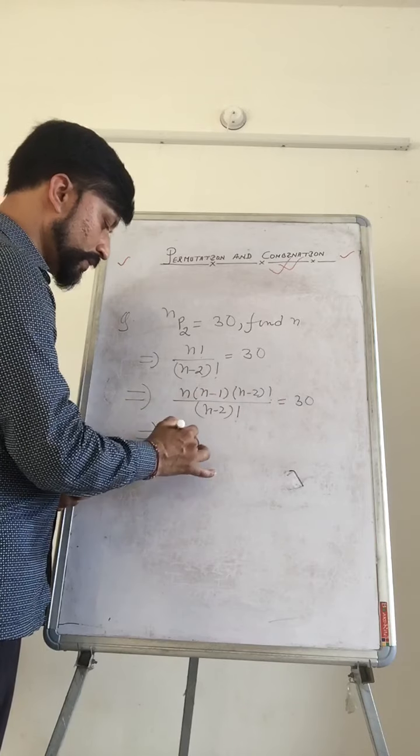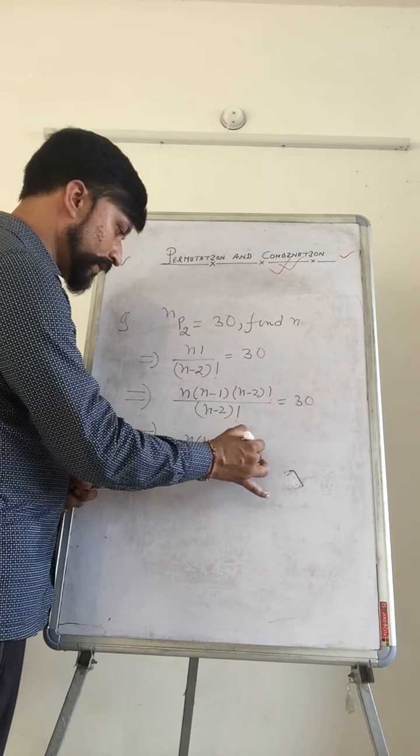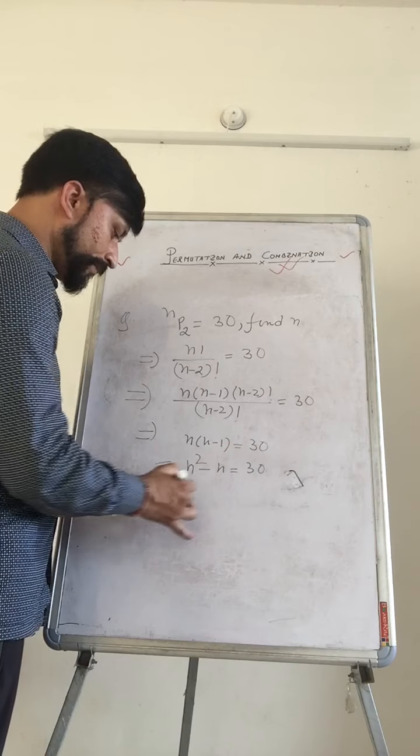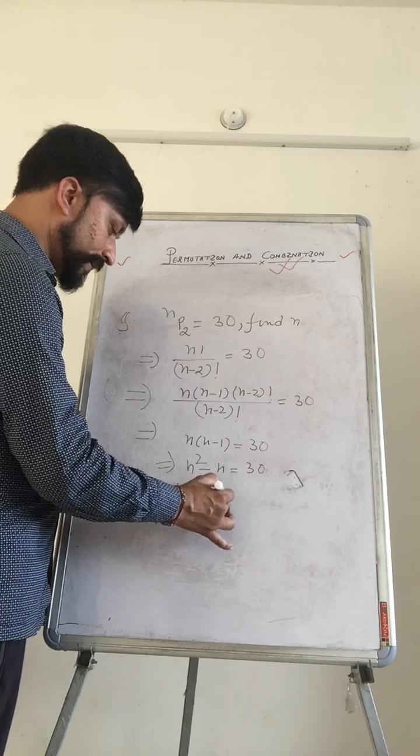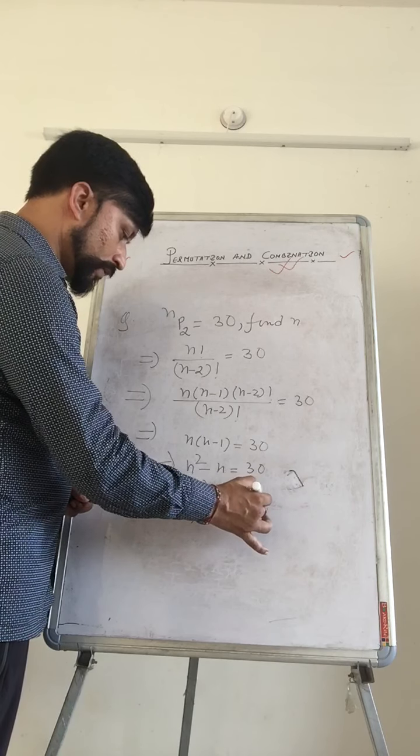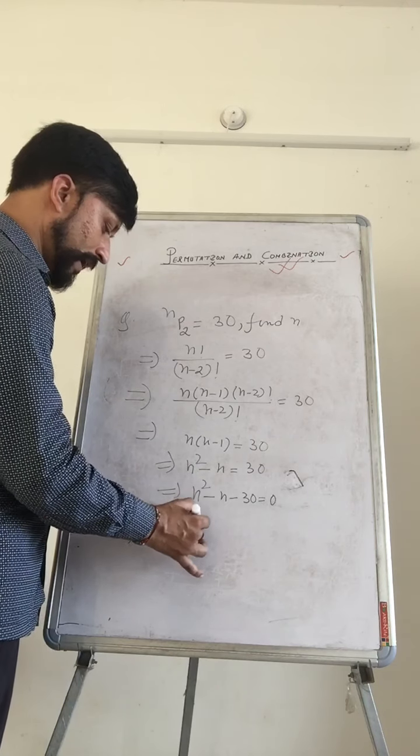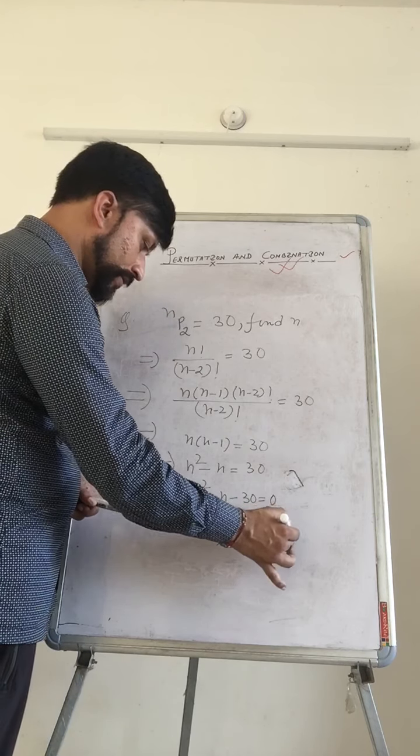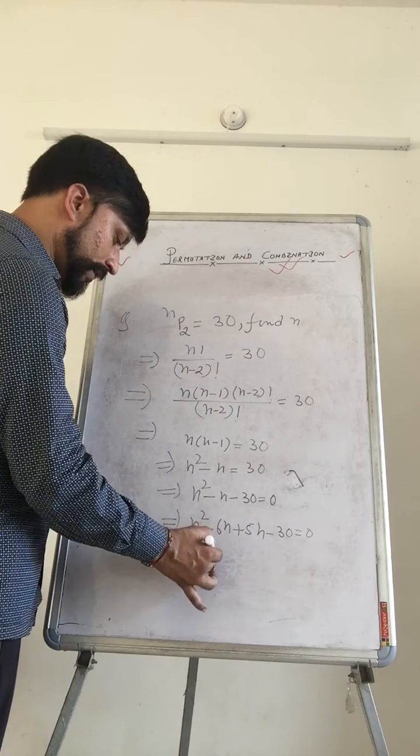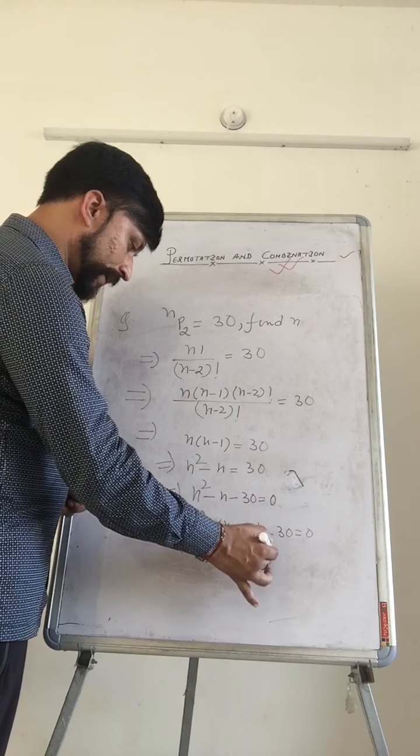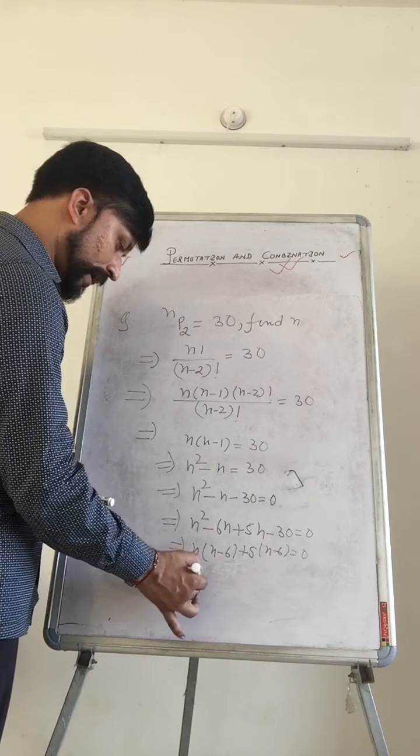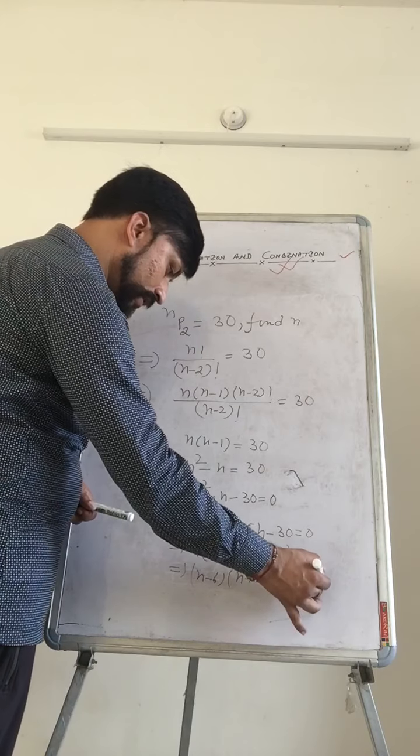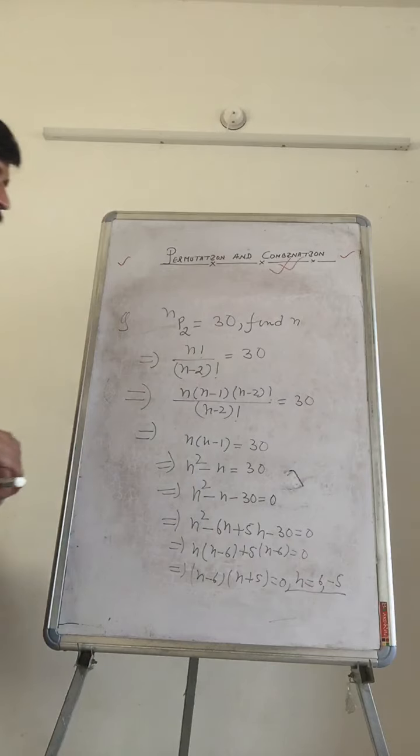Next we can cancel the n minus 2 factorial, then n into n minus 1 equals 30, and after that you can simply do n square minus n equals 30. Later on n square minus n minus 30 equals 0. So n square minus 6n plus 5n minus 30 equals 0. Take n common, n minus 6, 5 common, n minus 6 equals 0. This means n minus 6 into n plus 5 equals 0. So we get n value 6 and minus 5, but minus 5 we will ignore.